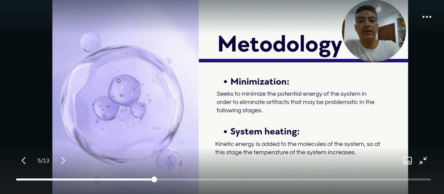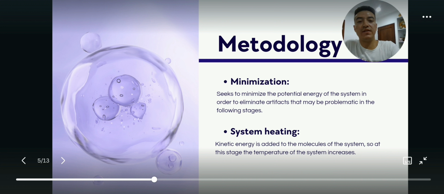Methodology. These are the stages of molecular dynamics and their implementation in GROMACS. The first stage is minimization, which seeks to minimize the potential energy of the system in order to eliminate artifacts that may be problematic in the following stage. This is because potential energy is related to the force suffered by an atom. So, if the potential energy is very high between two atoms, this will generate an error in the simulation.